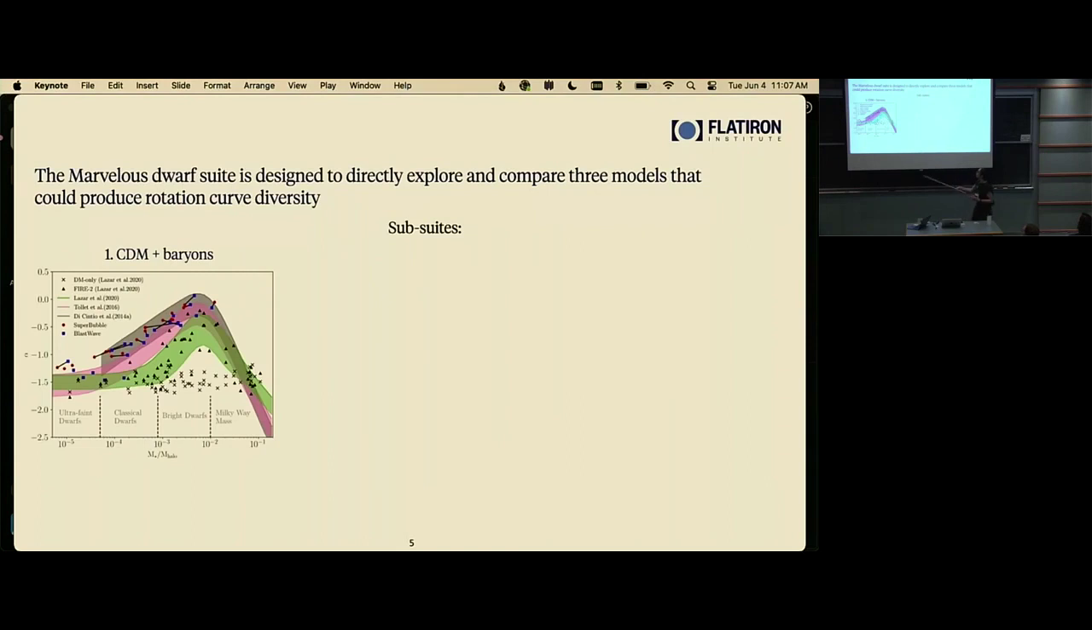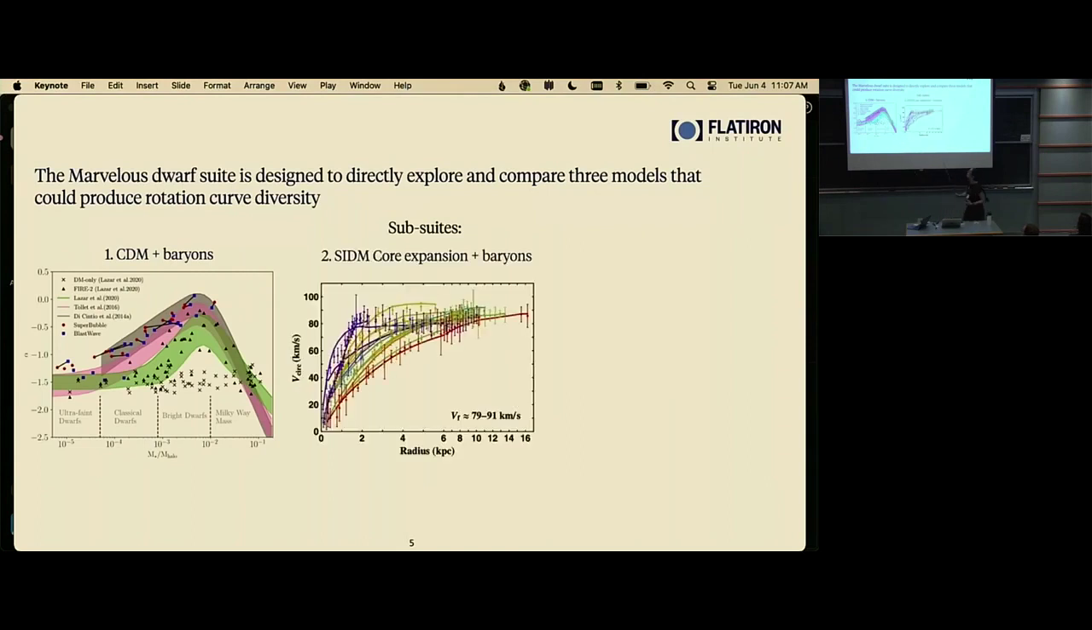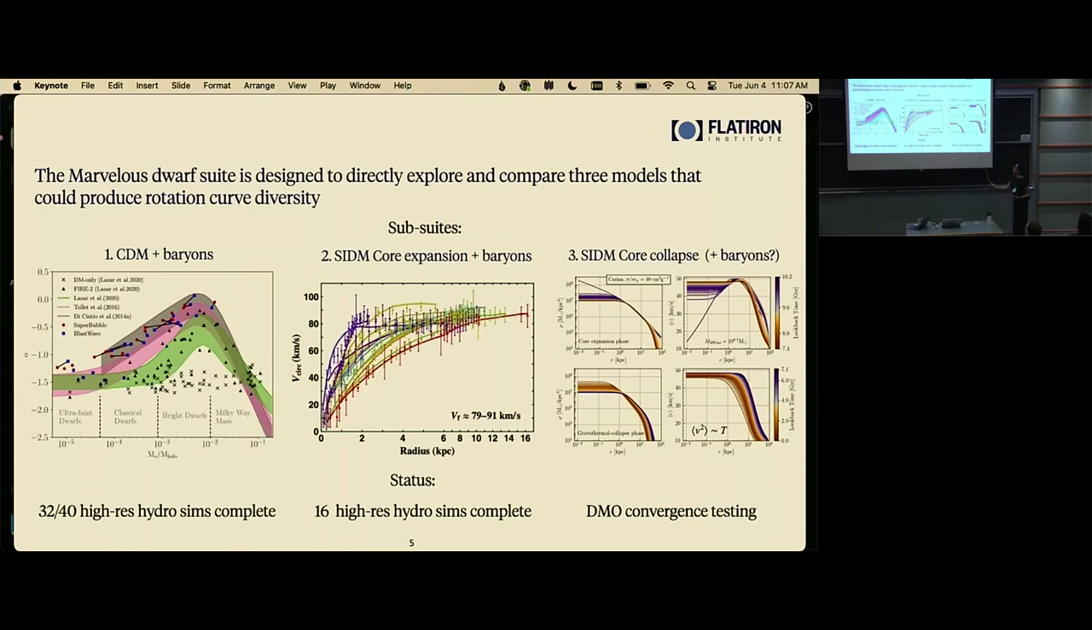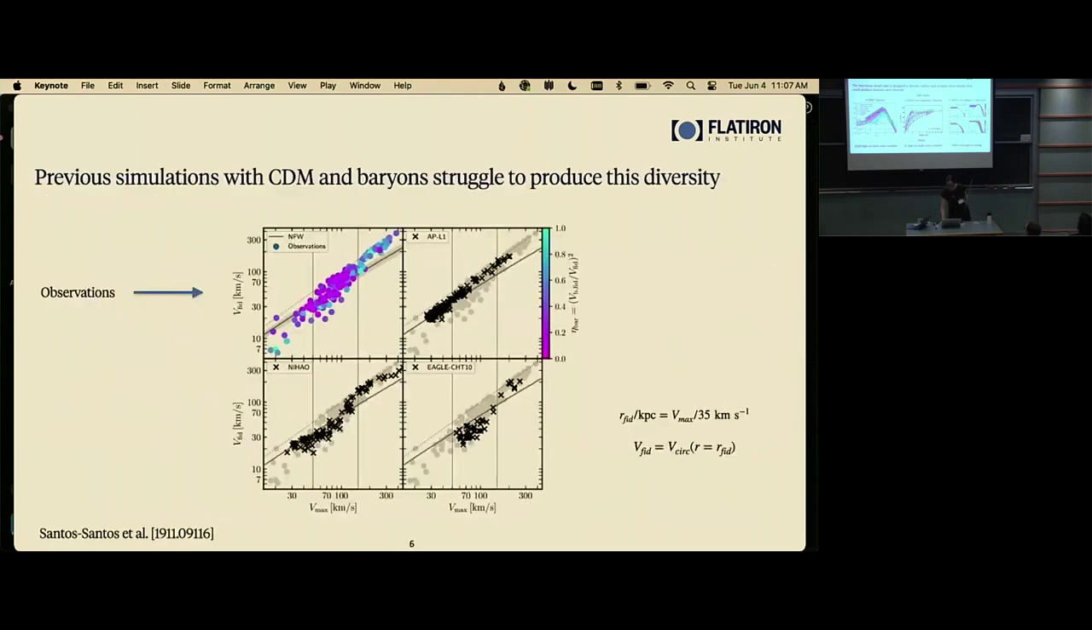So the cold dark matter plus baryon case, the case where you have SIDM core expansion, so this is a low cross-section plus baryons, and also the case where you have SIDM core collapse. And so the status is we have 32 of 40, we're aiming for 40, completed in CDM plus baryons. We have 16 of the SIDM core expansion, and I'm still doing some DMO convergence on the SIDM core collapse case. So I won't talk much about that, but you can ask me about it later if you're interested.